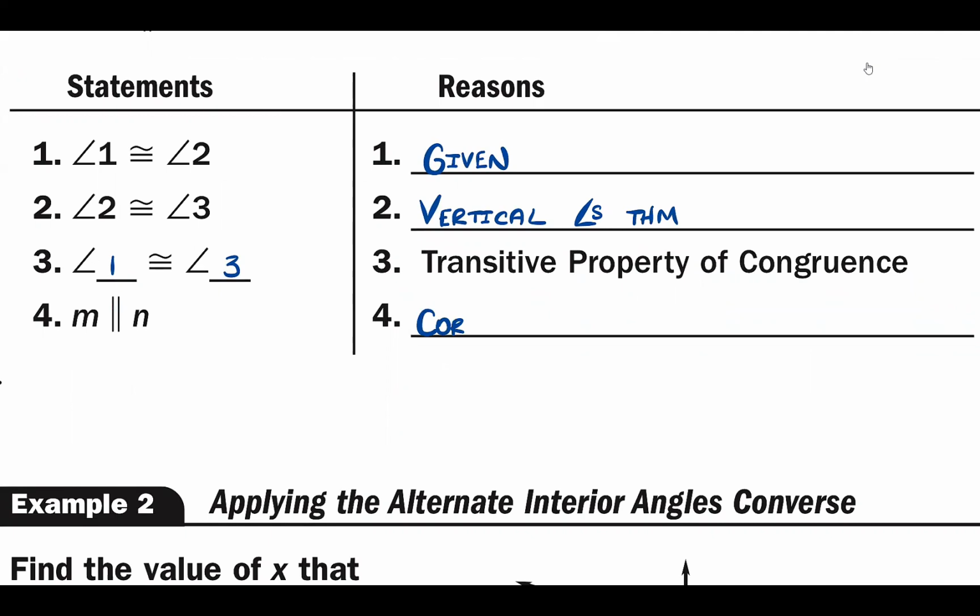And why is it the converse and not just corresponding angles? Anybody have an idea? Why is it the converse and not just the corresponding angles theorem? Because we use the angles to prove the lines. If we had used the lines to prove the angles, it just would have been corresponding angles. If we're using the angles to prove the lines, it's converse. Nice and short, right? Not too bad.